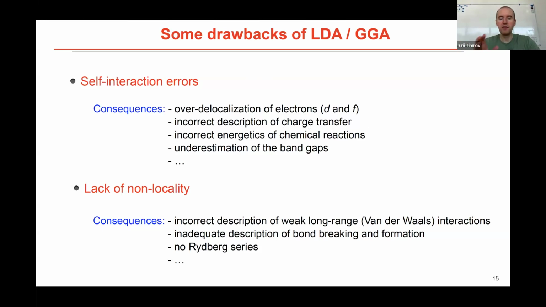For example, when there is a charge transfer from one part of a molecule to another part of the molecule. The third one is incorrect energetics of chemical reactions. And fourth, underestimation of the band gaps, probably one of the most famous problems. And there are other problems. There is also the lack of non-locality, with consequences such as incorrect description of weak long-range interactions, so-called van der Waals interactions. If we have time, I can also talk about van der Waals functionals today. Also inadequate description of bond breaking and formation, no Rydberg series, and others.